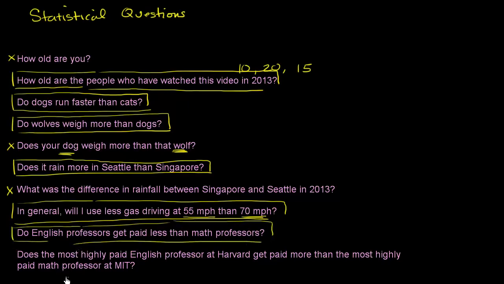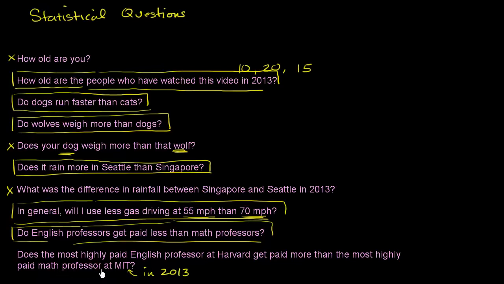Does the most highly paid English professor at Harvard get paid more than the most highly paid math professor at MIT? Well, now we're talking about two particular individuals. You could go look at their tax forms, see how much each of them get paid. And I guess especially if we assume that this is in a particular year, let's just make it that way, say in 2013, just so that we can remove some variability that they might make from year to year, make it a little bit more concrete.